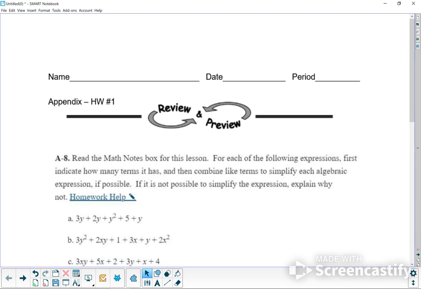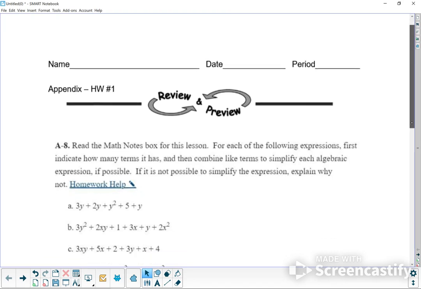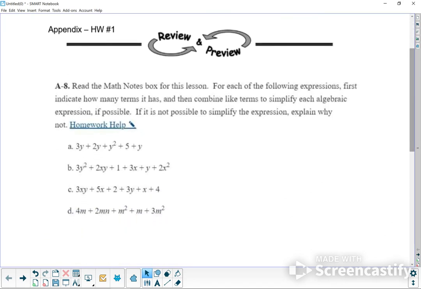All right, this is the first homework assignment for this current chapter, which we call the appendix. Read the math notes from this lesson. For each of the following expressions, first indicate how many terms it has, then combine like terms to simplify each algebraic expression if possible. If it's not possible to simplify the expression, explain why not.